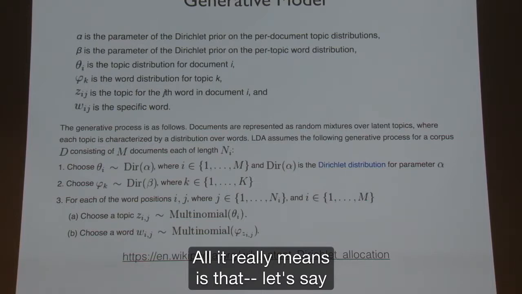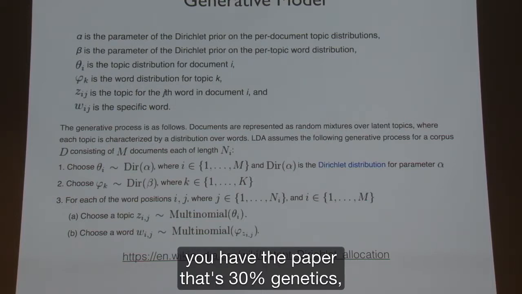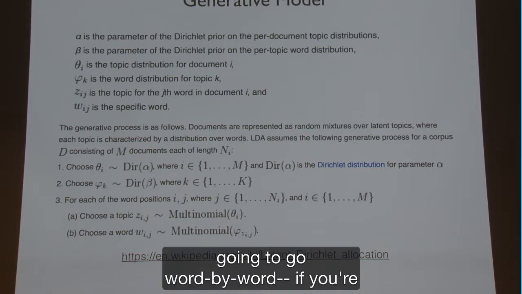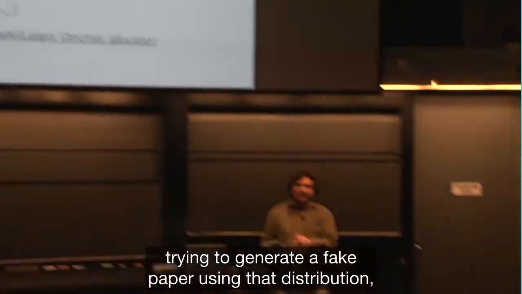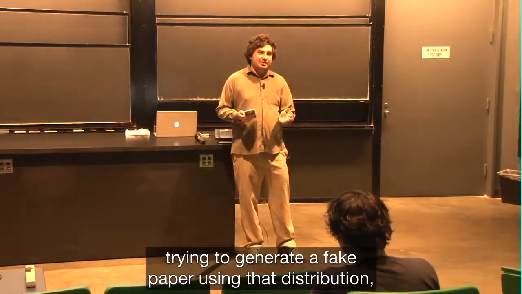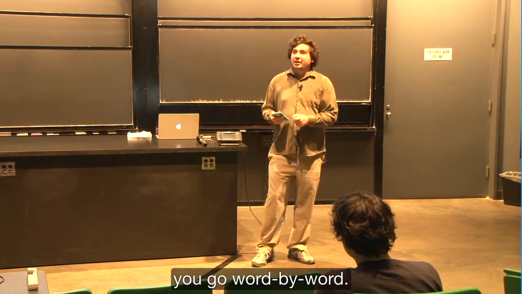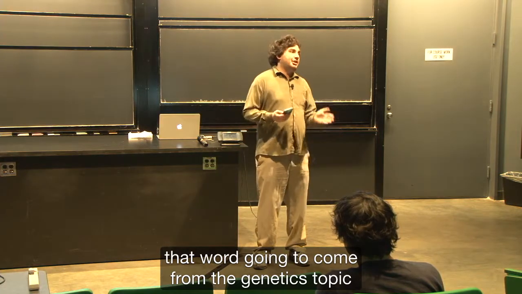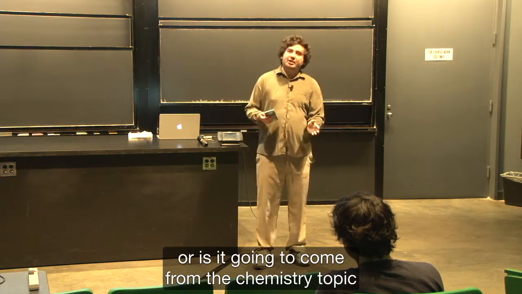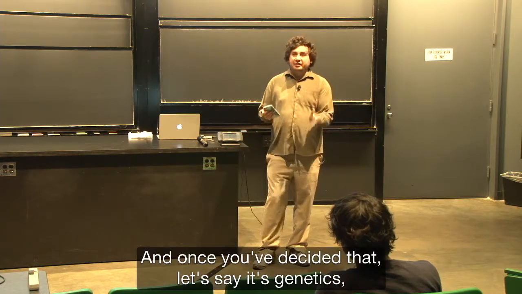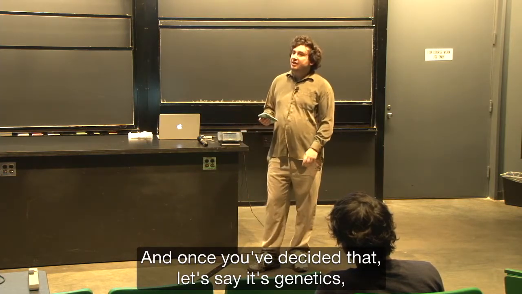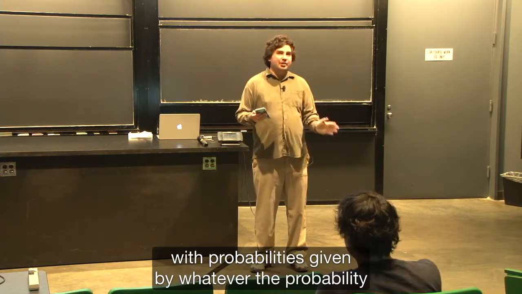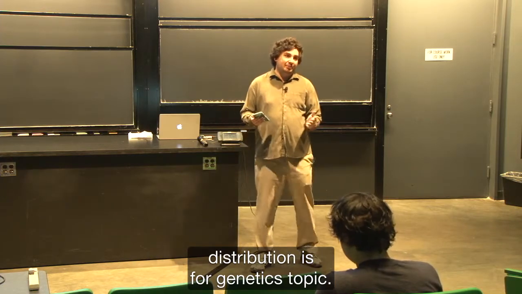let's say you have the paper that's 30% genetics, 20% something else, 50% something else, okay? And what you're going to do is you're going to go word by word if you're trying to generate a fake paper, using that distribution. You go word by word, and for each word, you decide randomly, is it going to come from the genetics topic, or from the chemistry topic, or from the statistics topic? And once you've decided that, let's say it's genetics, then you choose a word from the genetics topic with probabilities given by whatever the probability distribution is for the genetics topic, right?